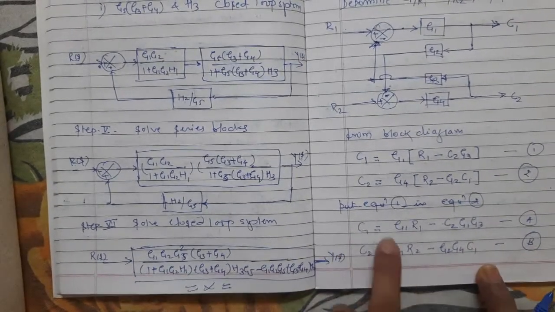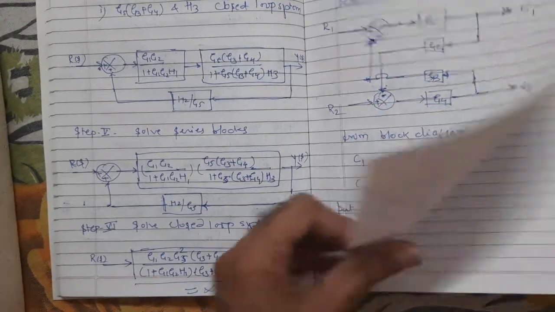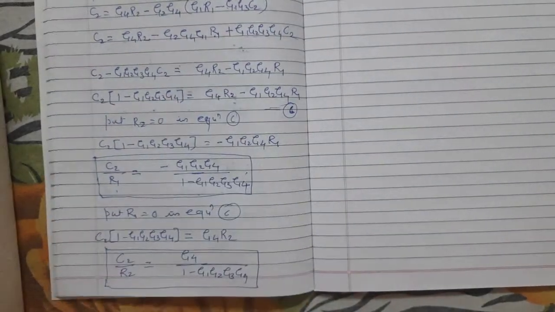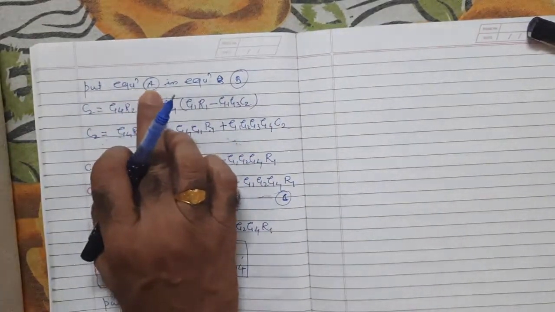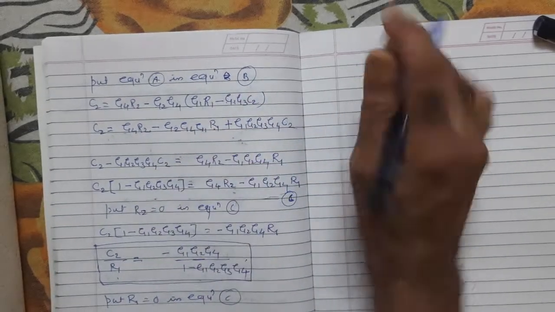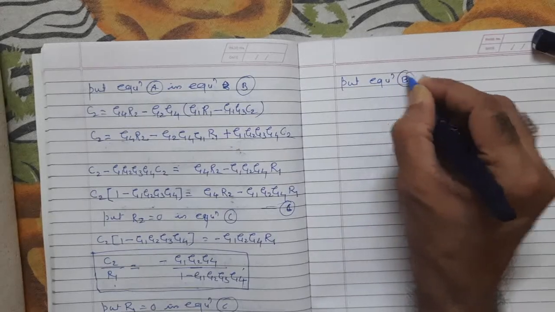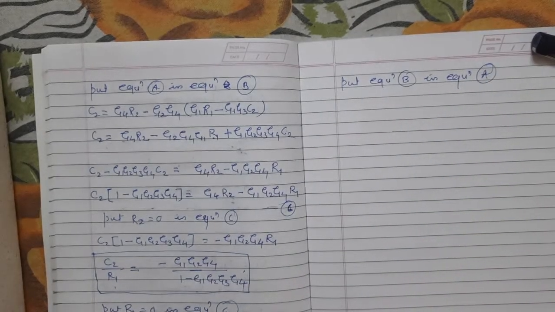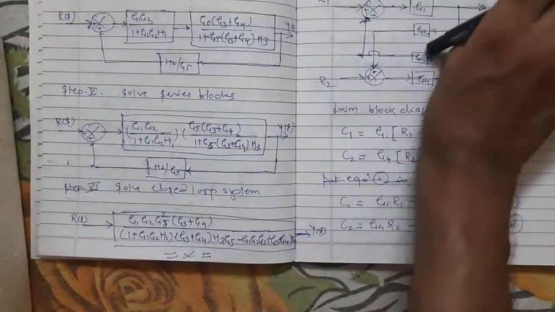Now see there, here we have the equations for C1 and C2 in equation A and equation B. In the first case, we substituted equation A in equation B. Now we will do the opposite. We will substitute equation B in equation A. Now put equation B in equation A. Now, equation B is what?